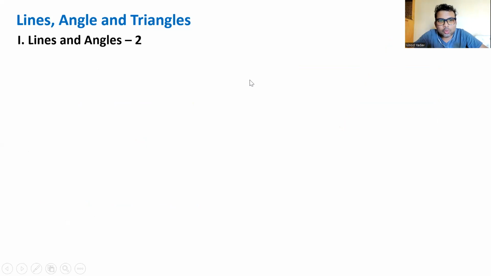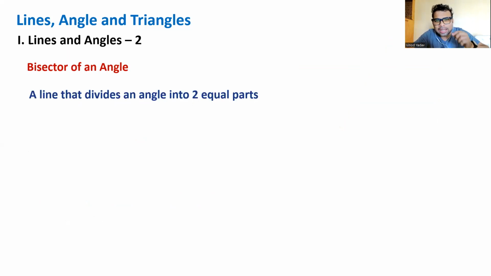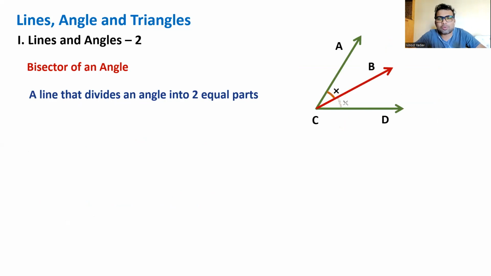Okay, cool. Now you might hear this term bisector of an angle many times. Basically it's a line that divides an angle into 2 equal parts. So this angle ACD was bisected by ray BC. So ACB is equal to BCD.